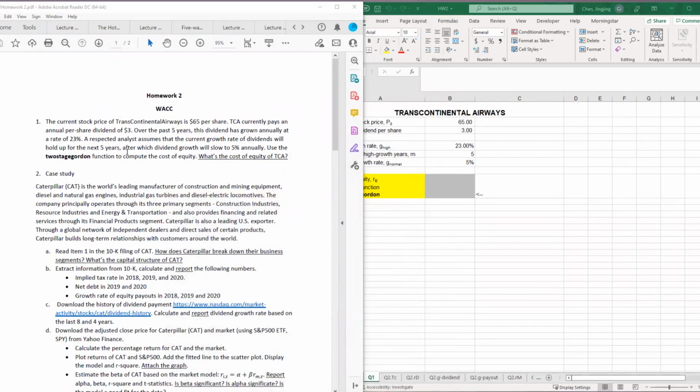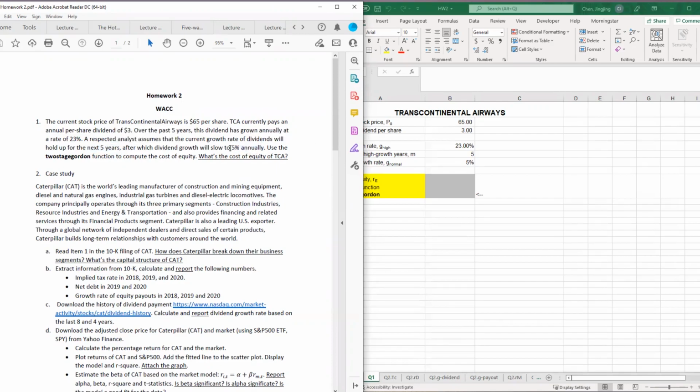Question 1 will ask, what is the cost of equity of this public listed firm? And we have the information for the current share price and its current dividend. Over the past 5 years, this dividend has grown annually at a pretty high rate, 22%. A respected analyst assumes that the current growth rate of the dividend will hold for 5 years. After that, the dividend will be stabilized at 5% annually.